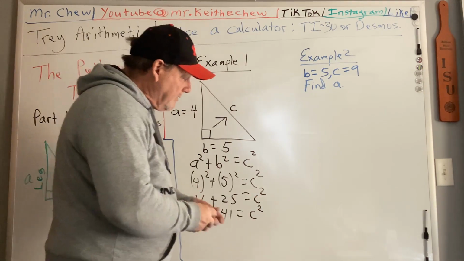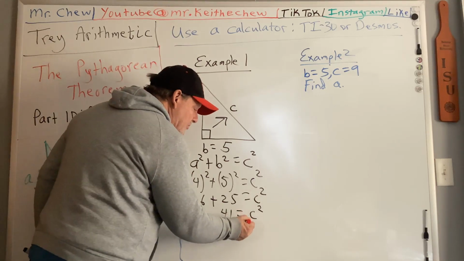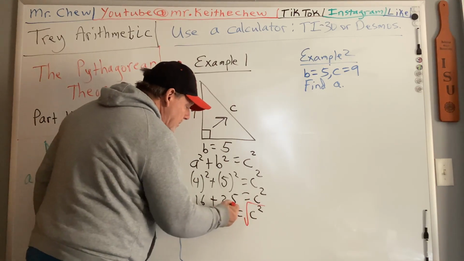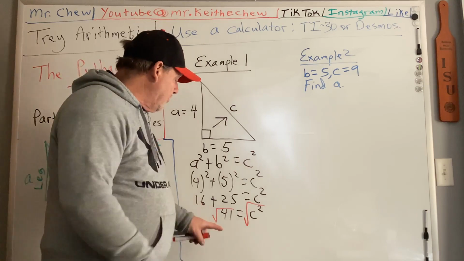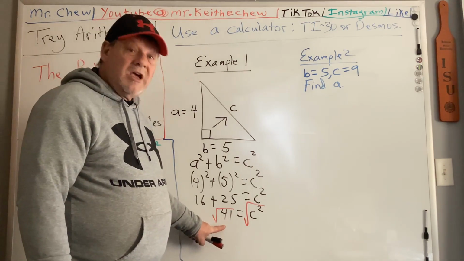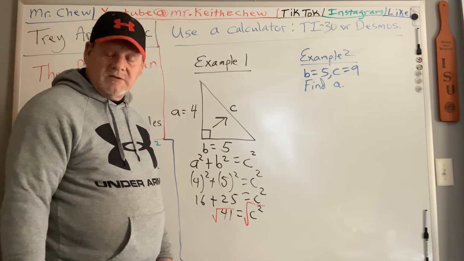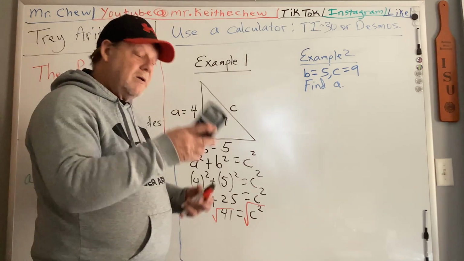Remember what we do next? You're going to take the square root of both sides. That is the inverse operation you use. And there aren't two numbers multiplied together that give me 41. 6 times 6 is 36. 7 times 7 is 49. So it's between 6 and 7. I know that.